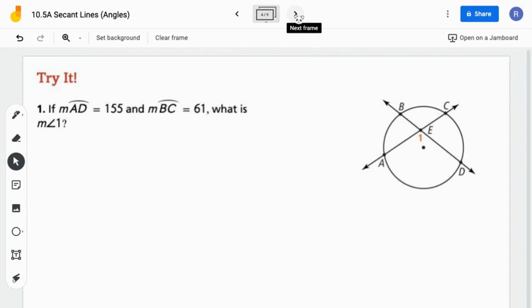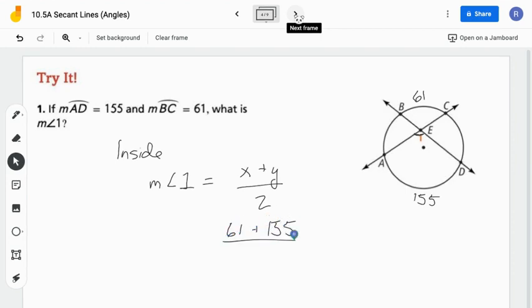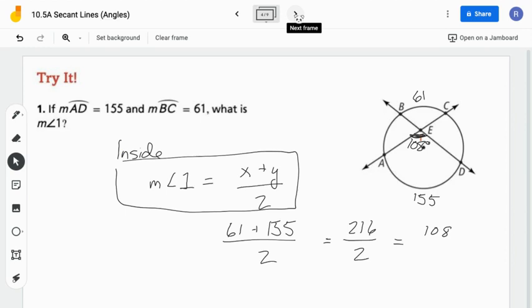Okay, so let's label what we know. If the measure of AD is 155 and the measure of BC is 61, we want to find what this angle is here. Now you'll notice that this is an inside intersection. And when it's inside, remember that we said the measure of angle 1 is equal to x plus y divided by 2. So we're going to take these two arcs and add them together and then divide them in half. So this will be 216 divided by 2. We're going to find that this angle right here is 108 degrees. Okay, so we can use this equation, noticing that they intersect inside, and find the measure of that angle.